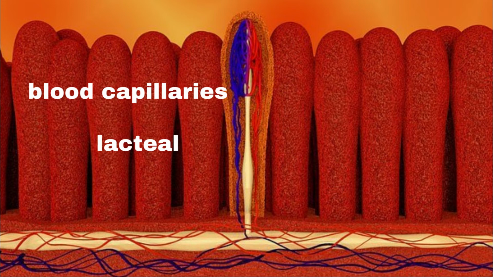The total area of absorption becomes large, increased due to the infolding of villi and microvilli. Here you can see the structure of villi. Each villus consists of thousands of microvilli, and villi have blood vessels, blood capillaries, and lacteal. Lacteal is a part of lymphatic system.